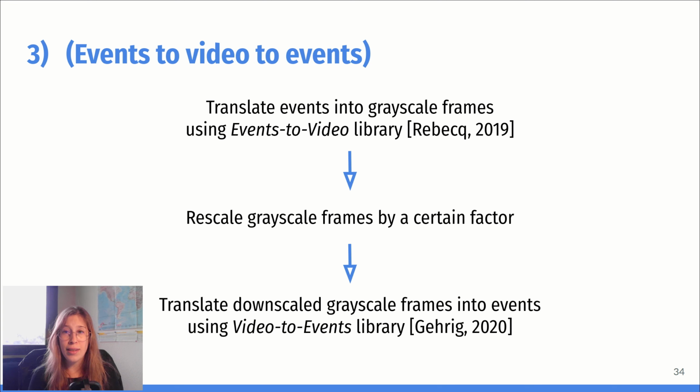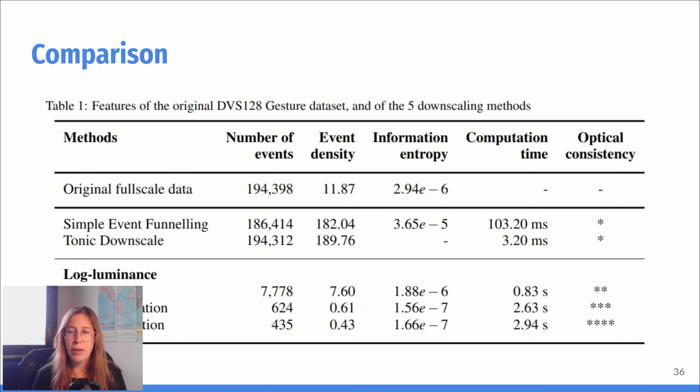This method has 2 huge cons. First of all, in an embedded system, this needs 3 different computational steps and processes, which will take a lot of time and is not the most ideal to be run on a UAV, for example. Secondly, creating grayscale frames loses all the asynchronicity of event data. Here are some variables that we computed in order to compare those different methods.